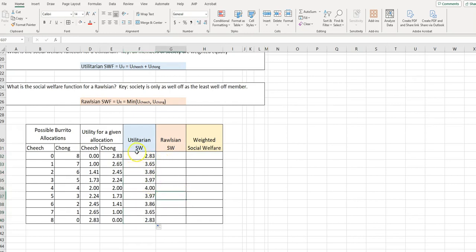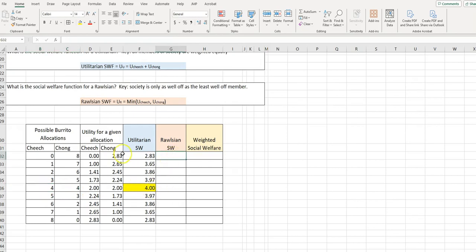Okay, and so if we're a policymaker and we're trying to make society as well off as possible, what we want to do is maximize the value of this social welfare function. So we're going to go and look at all the values, and it looks like our social welfare is maximized right here at a value of 4, and that happens when we have an equal allocation of burritos. So the utilitarian policymaker would strive for an equal distribution of resources here.